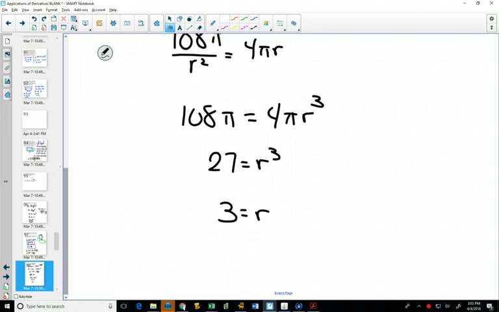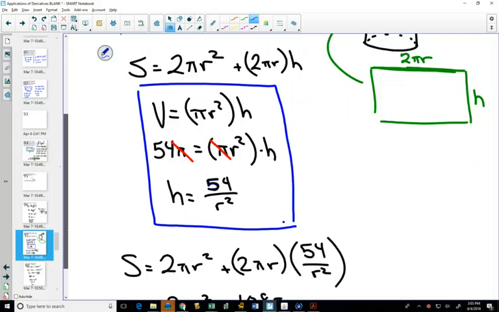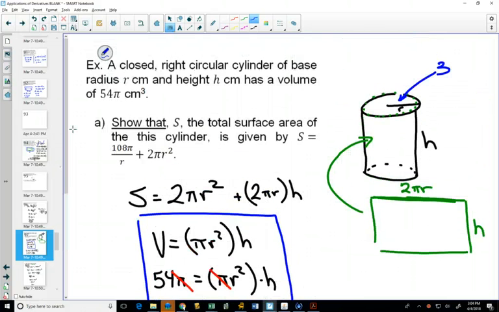So it works out really nice that r is 3. If we go back to our diagram, that means this value here is 3. And since we know that our height is 54 over r squared, we got our height as 6. So we have now figured out that in order to get a minimum, we would need our radius to be 3 and our height to be 6.